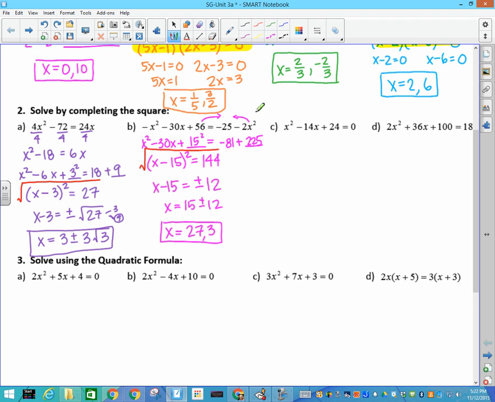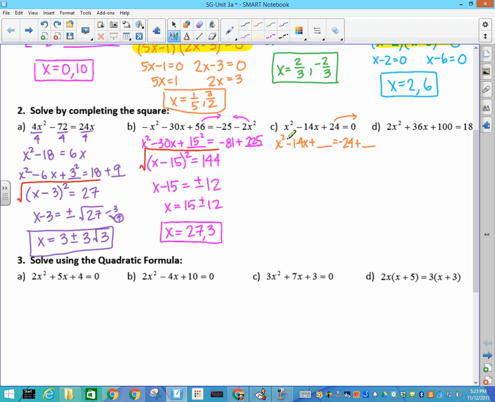Okay, x squared minus 14x plus 24. Again, completing the square, so I'm going to take the 24 to the other side. So I'm going to have x squared minus 14x plus something equals negative 24 plus something. I'm not leaving myself very much room.